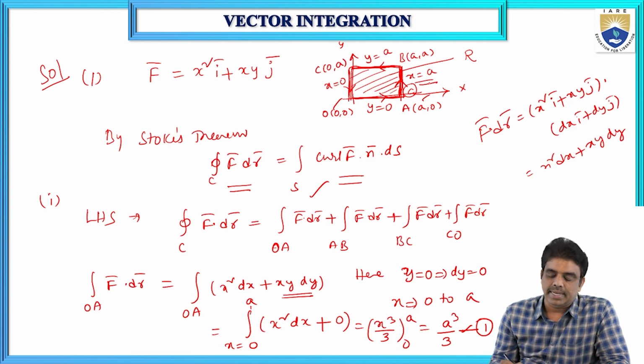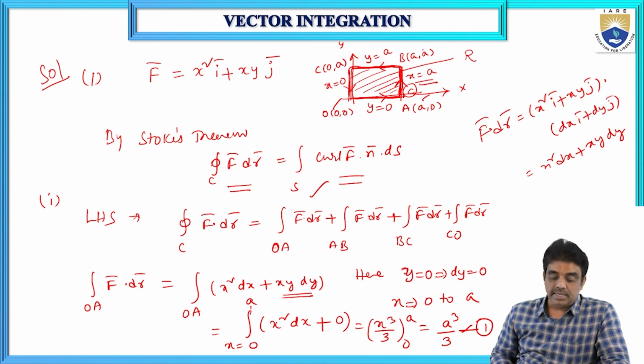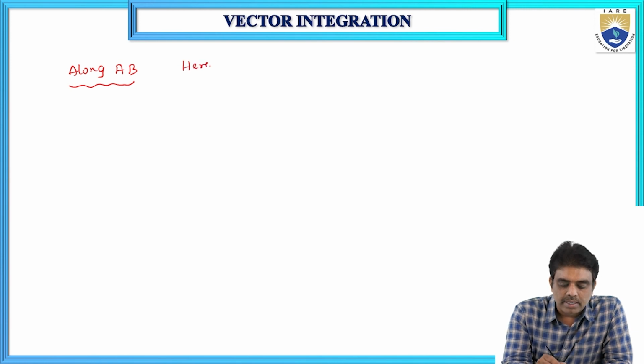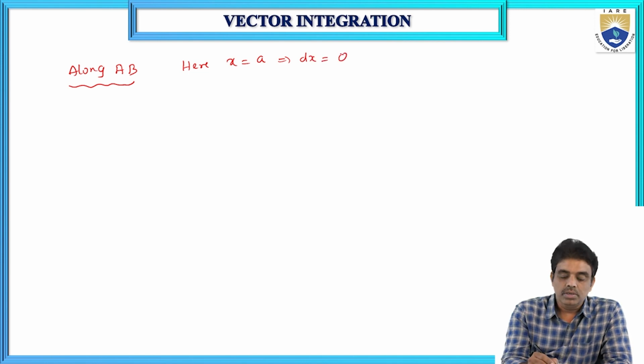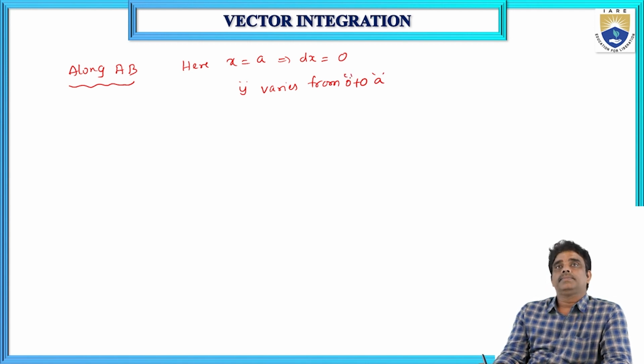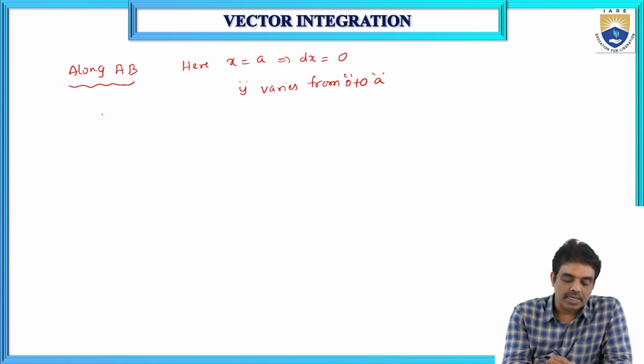X is equal to a, but y is a variable factor from 0 to a. So here the equation is x is equal to a, or dx is equal to 0, a constant derivative. But y is a variable. Y varies from 0 to a.